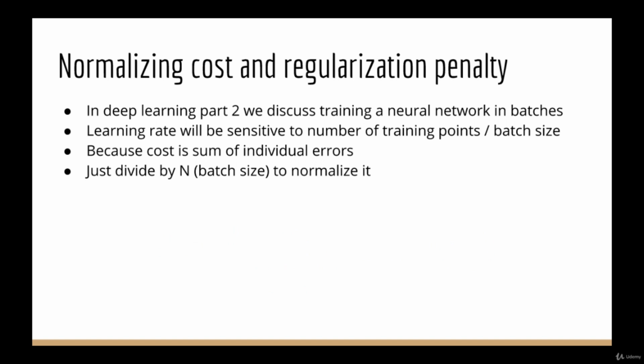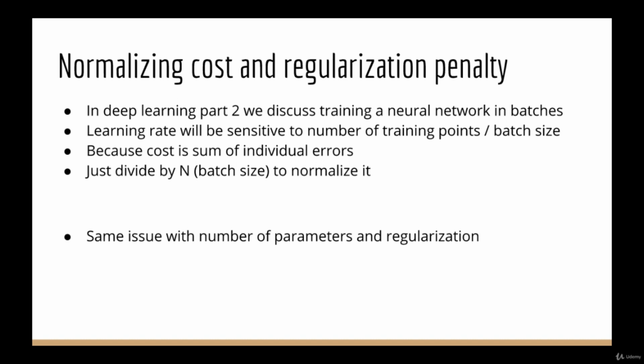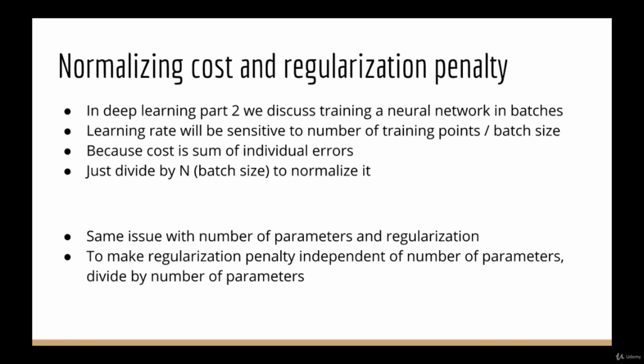Similar to making the learning rate independent of the number of data points, we can also make the regularization penalty independent of the number of parameters. Just divide the sum of squares of all the parameters by the number of parameters. Note that I don't always do these normalizations, but it can be helpful to try if things don't work right away.